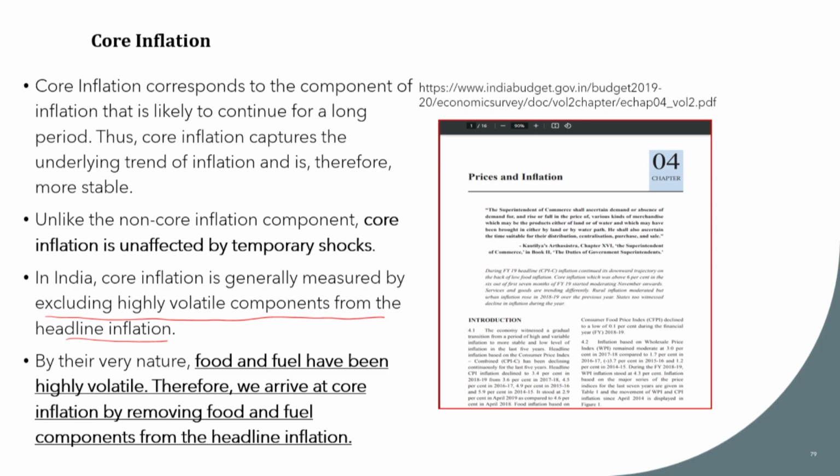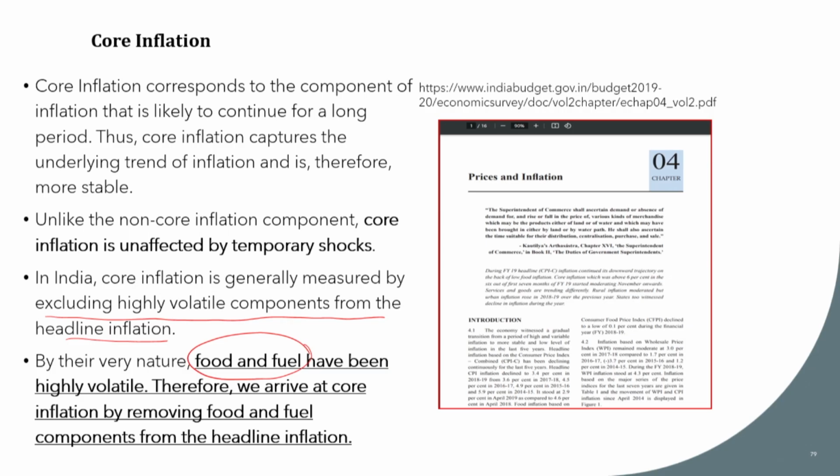You obviously know that food inflation is a hot topic, a debatable topic in the country. Similarly, petroleum prices are volatile to international price movements. So these are volatile elements. From the main inflation calculation, we exclude the volatile components, mainly food and fuel, and whatever is left over, that we arrive at as the core inflation, by removing food and fuel components from the headline inflation.